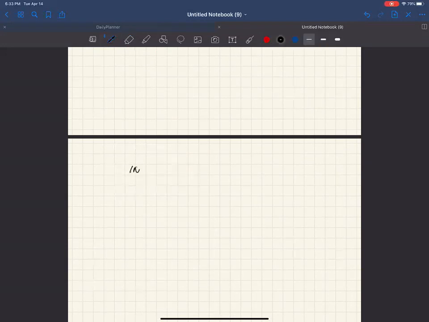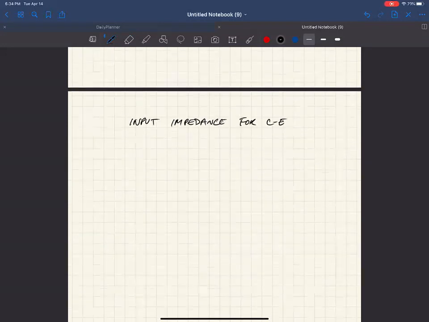So let's call it input impedance for the common emitter stage, R sub I. And I'm going to be having nightmares about this small signal circuit. I've drawn it so many times today.